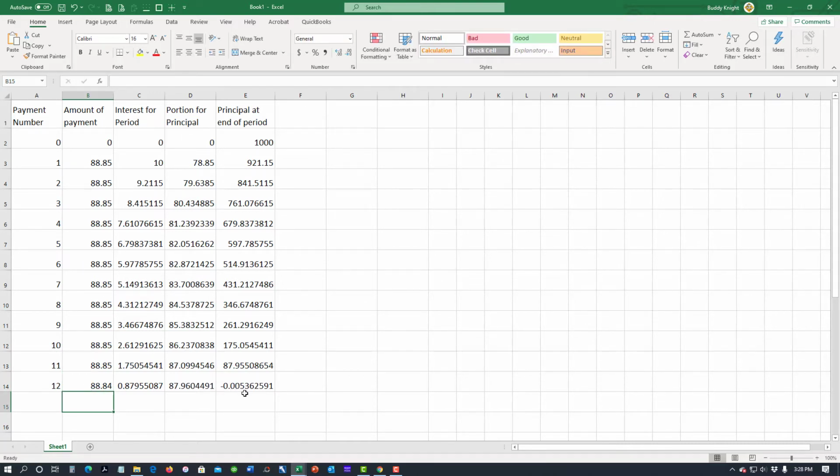So now I'm still a half cent to the negative, but if I were to change this to, say, $88.83, then I would have a balance still. So I need to leave it at $88.84. And that is an amortization table.